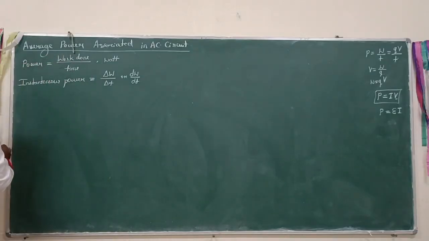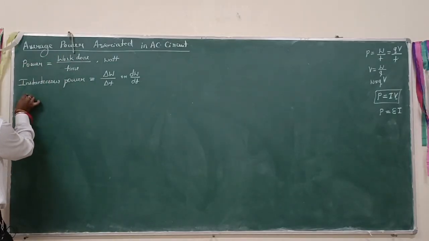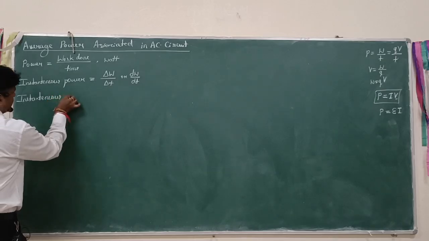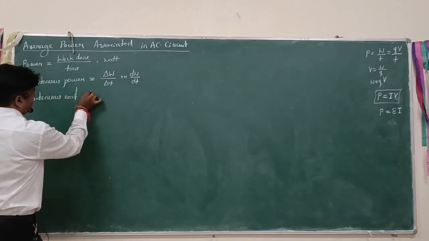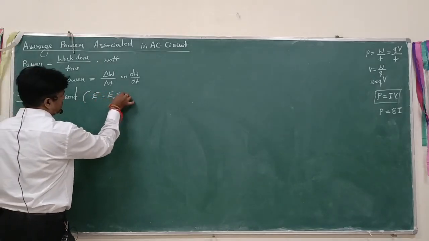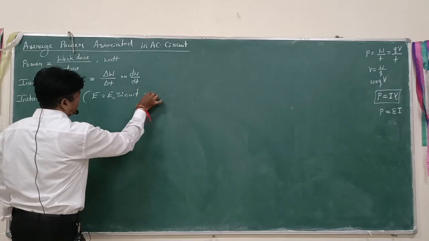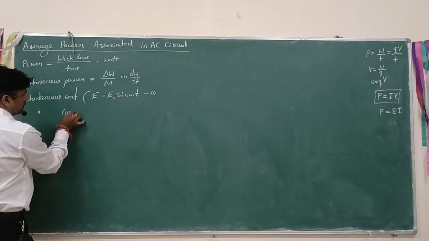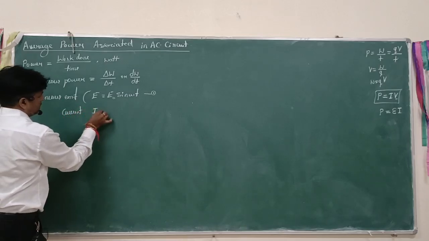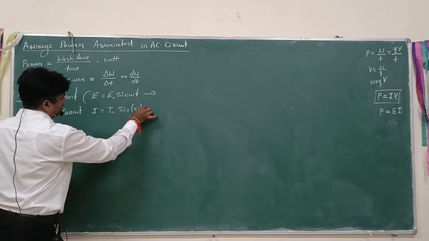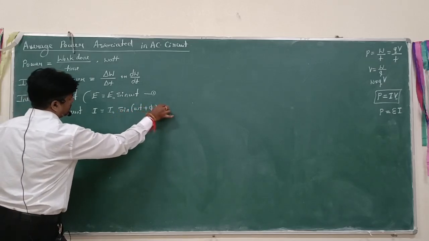Let's consider the instantaneous EMF. Instantaneous EMF, that is represented by E, is equal to E naught sin omega t. This is equation number 1. And instantaneous current, I is equal to I naught sin omega t plus pi. This is equation number 2.